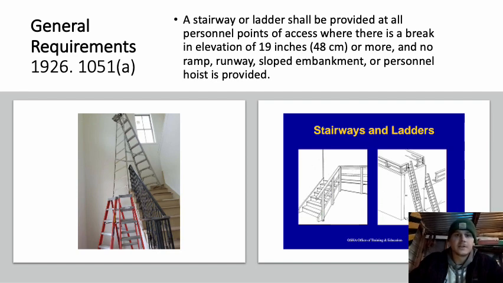Now on the right, you see the correct stairway. It has 19 inches, so it needs a stairway right here, and they put one. And on the little right side picture, you have more than 19 inches on both ladders, and there's no ramp or runway underneath those ladders or under the stairs. So those are all correct.